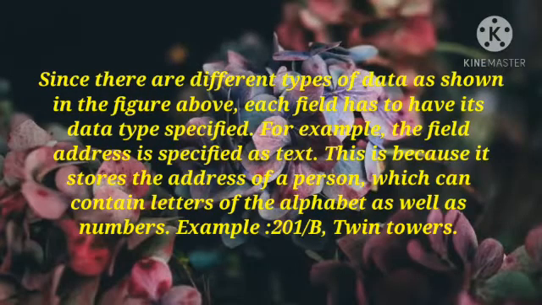Since there are different types of data as shown in the figure above, each field has to have its data type specified. For example, the field address is specified as text. This is because it stores the address of a person, which can contain letters of the alphabet as well as numbers. Example, 201 is a number, B Twin Towers, this one is your letters.